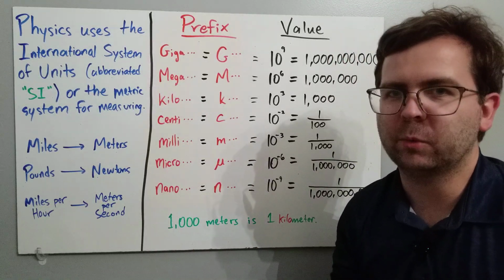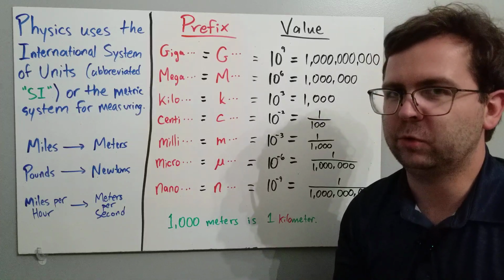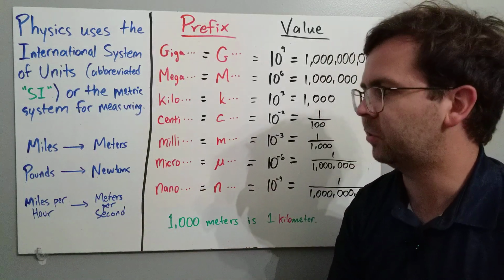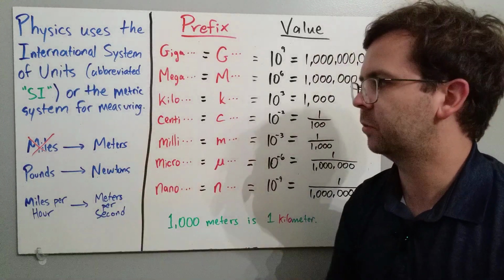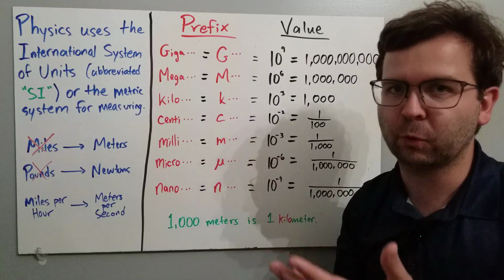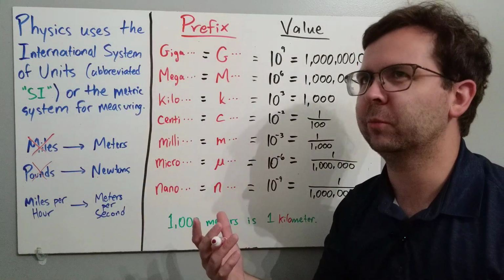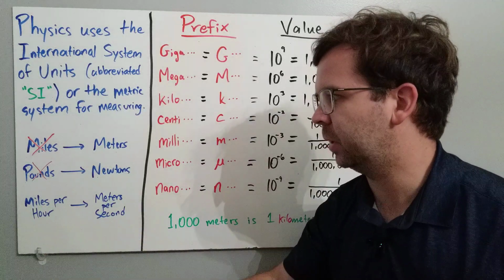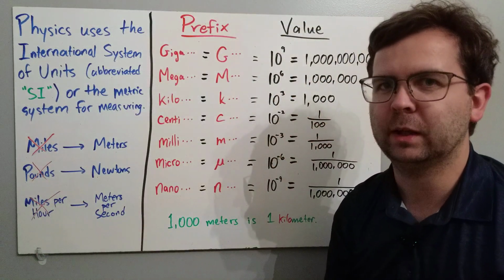You've probably heard about the metric system and you're familiar with some pieces of it. In America, we only use the metric system a little bit, and we use the imperial system for most things, like miles. But in the metric system, there are no miles. Instead, we use meters to measure distance. Instead of pounds to measure force, we use newtons. And of course, we use kilograms to measure mass. For speed, we're used to miles per hour, but that becomes meters per second in the metric system.